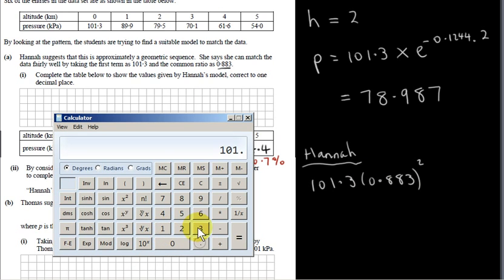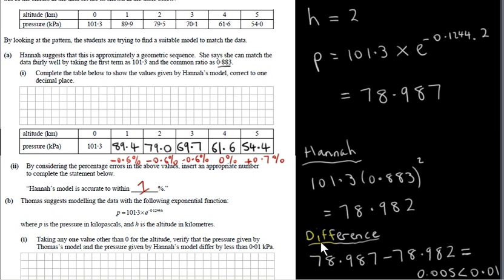So we have 101.3 times 0.833 squared. I'll write this down to 3 decimal places. The next thing we need to do is look at the difference between Hannah's value and Thomas's value. So we just take this number and subtract this number, and we get 0.005, and we had to show that the difference is less than 0.01, which indeed it is.